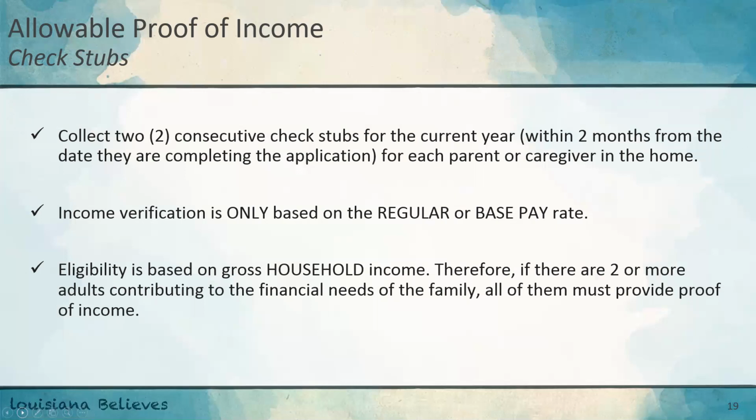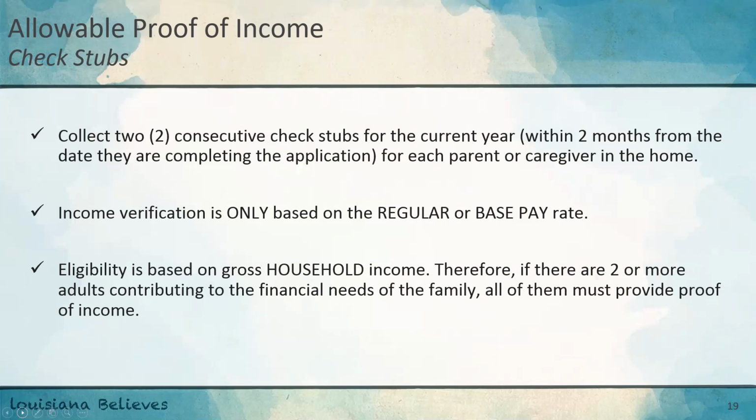Eligibility is based on gross household income. Therefore, if there are 2 or more adults contributing to the financial needs of the family, all of them must provide proof of income. We've had some questions about this come up recently. So here's a couple of scenarios that will hopefully offer some clarification.